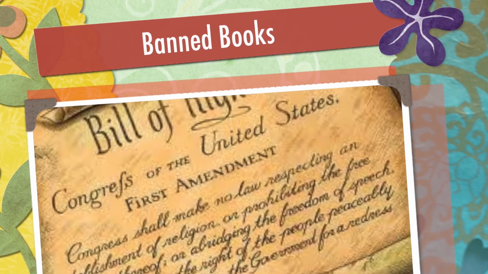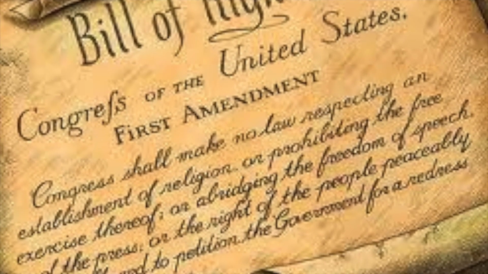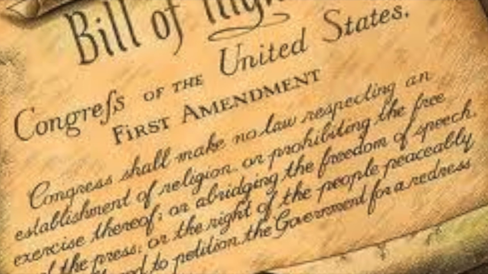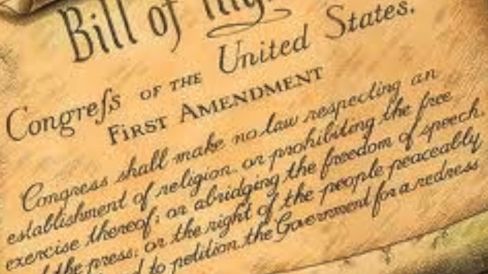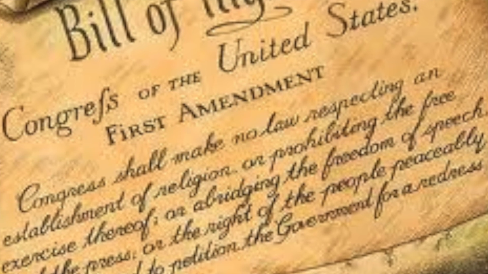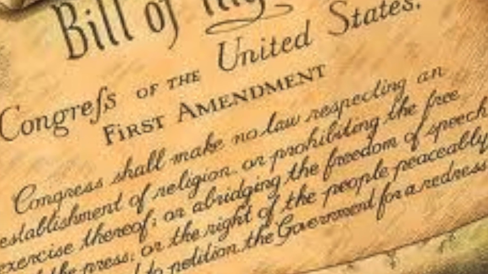The option to censor books began in 1791 with the First Amendment in the Bill of Rights. The First Amendment ensures United States citizens have freedom of speech and of the press, among other freedoms relating to expression of beliefs and ideas.